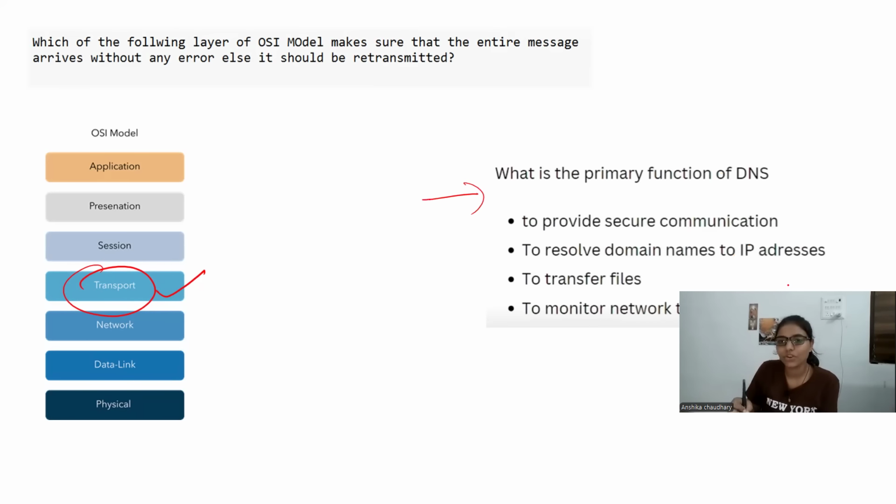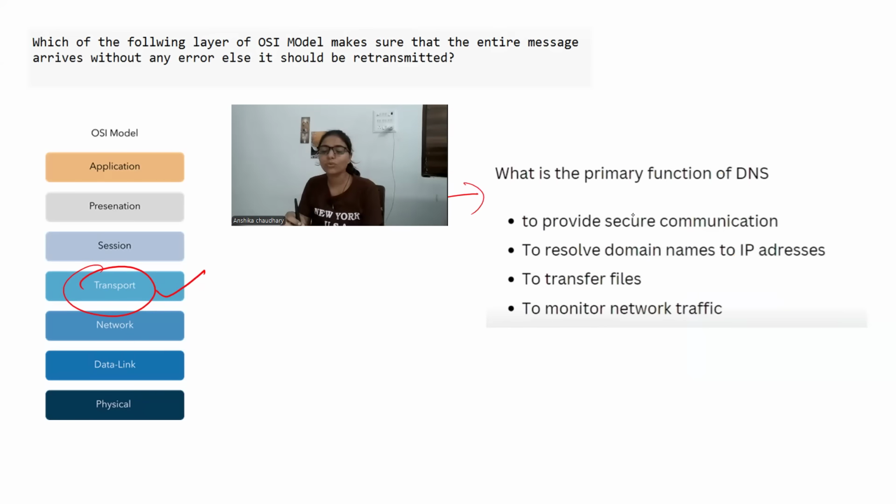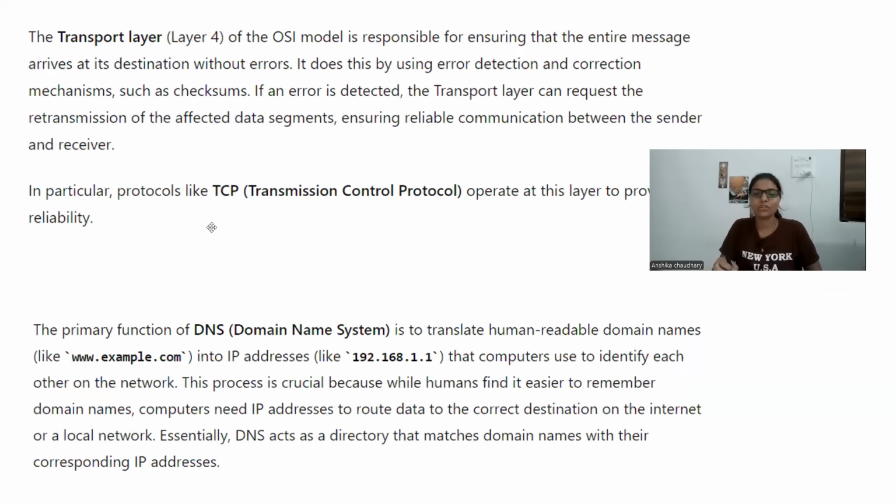What is the primary function of DNS? So DNS stands for Domain Name System, and its primary purpose is to resolve domain names into IP addresses, right? So let's move on, first to the explanation.